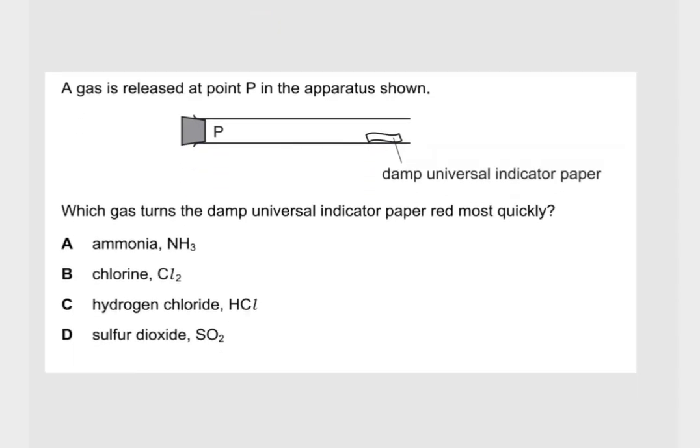A gas is released at point P in the apparatus shown. Which gas turns the damp universal indicator paper red? So it has to be an acidic gas. So let's rule out the alkaline or basic gases. So not this one and not this one. Now it's either hydrogen chloride or sulfur dioxide. Hydrogen chloride has a mass of 36.5 and sulfur dioxide has a mass of 64. So the one that moves quickly is going to be HCl.